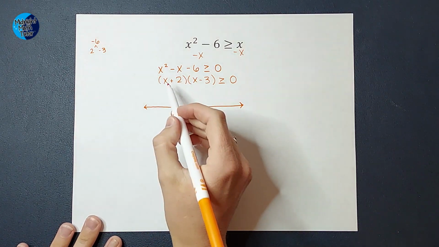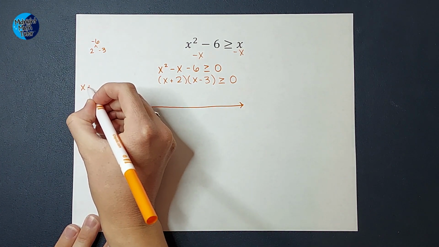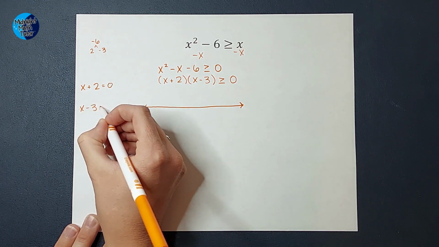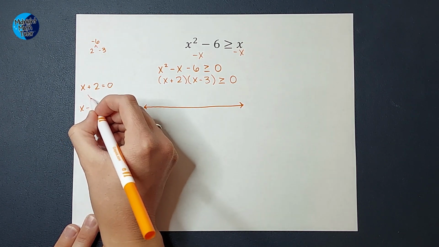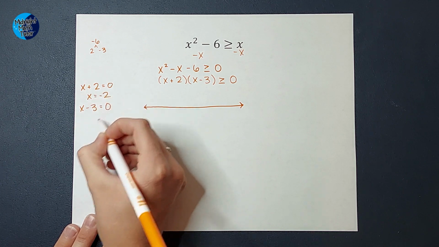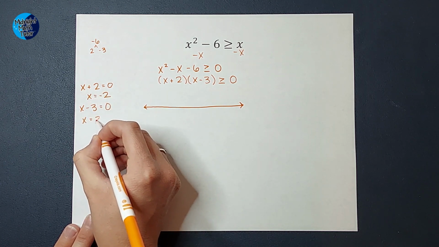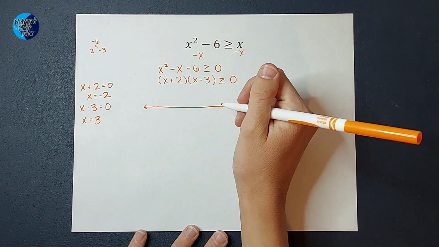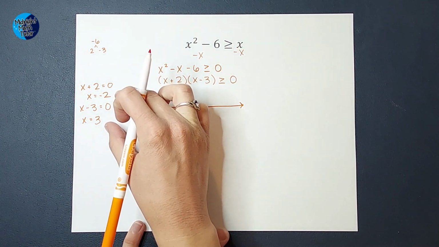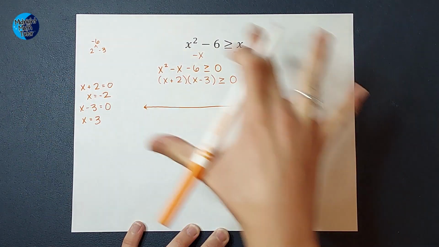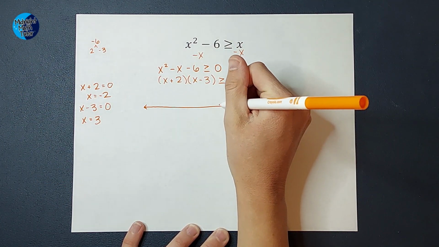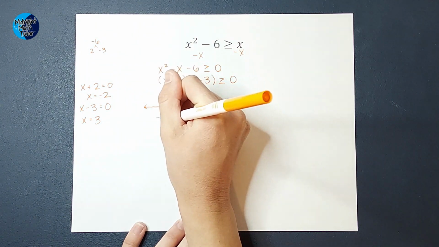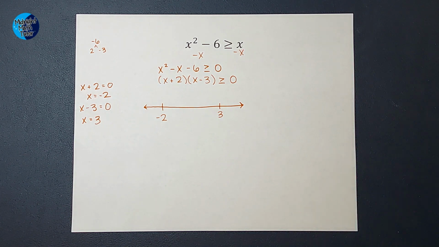So I'm going to set each of these equal to 0. So I'm going to have x plus 2 equals 0 and x minus 3 equals 0, okay? I subtract 2 from both sides, get x equals -2, add 3 to both sides, and get x equals positive 3. Okay, so now I know that these two numbers are important when it comes to this problem, okay? So I'm just going to have a 3 and a -2. This is just to kind of give me a visual. It doesn't have to be perfect, okay?